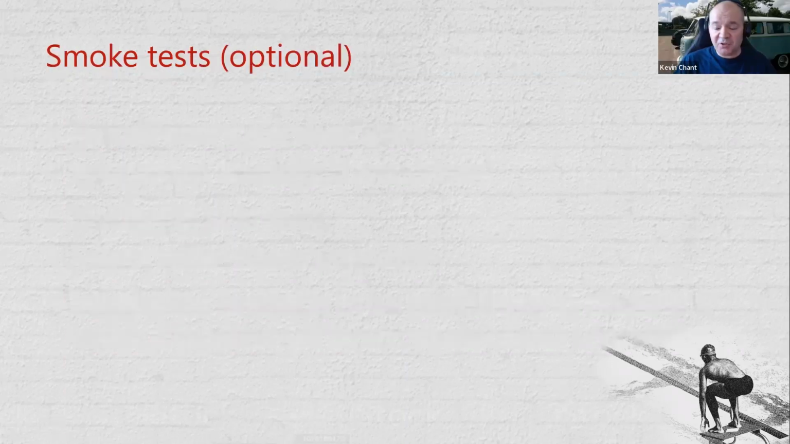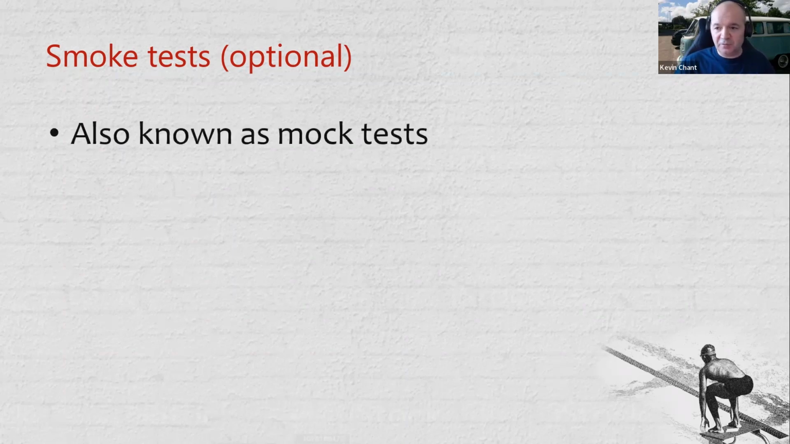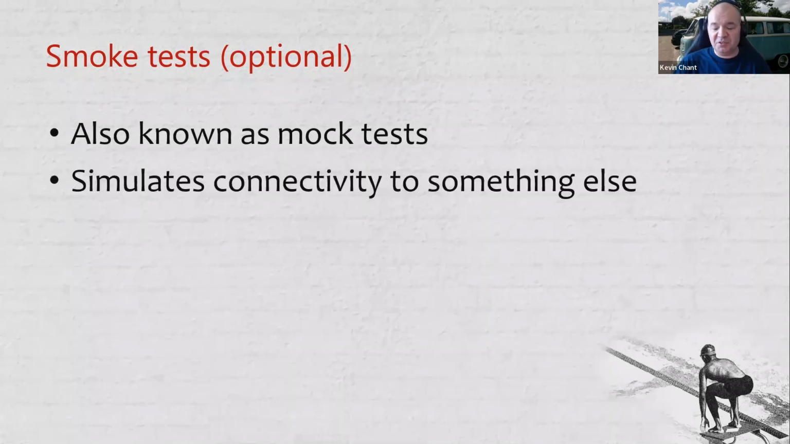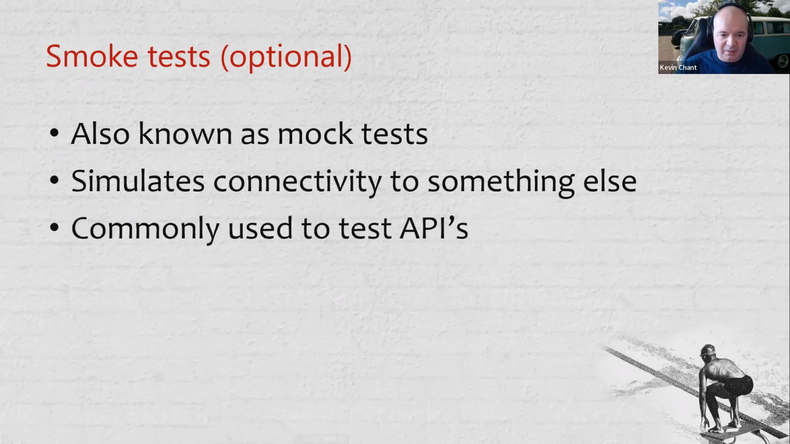So there is another type of test you can use as well, which we thought we'd briefly mention that I'll quickly show in this session, and those are smoke tests. Now, smoke tests are also known as mock tests, and basically you can use them to simulate connectivity to something else. For example, a common thing that people tend to use is a smoke test to connect up to a fake API to check that some functionality would work in another environment, but you may not necessarily want to set it up outside of your production environment, as I just mentioned here.